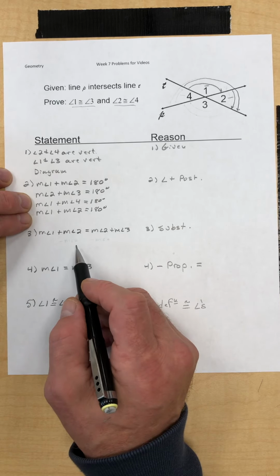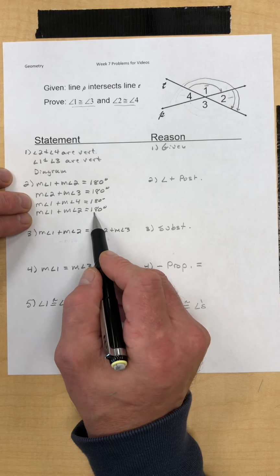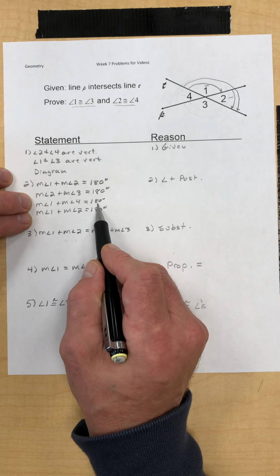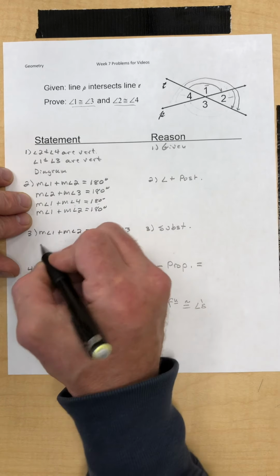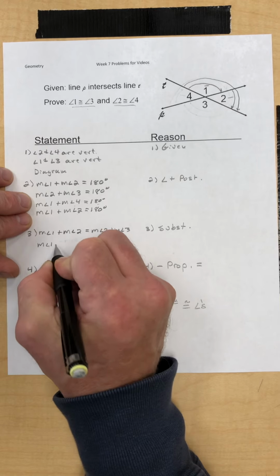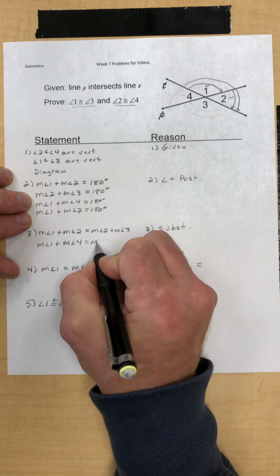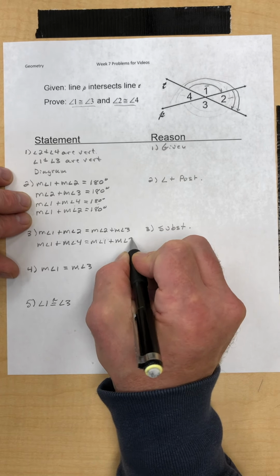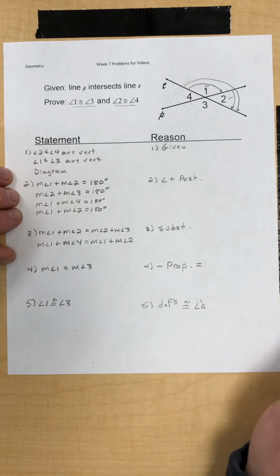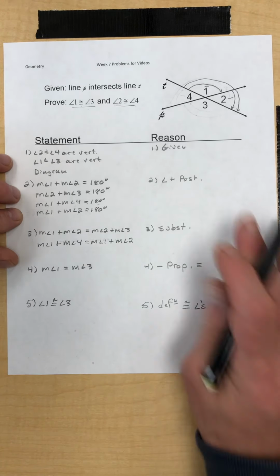Now we go down here, and we used substitution last time, so notice I can do the same thing. If 1 plus 2 is 180, can I substitute 1 plus 2 right here for that 180? So I'd get 1 plus 4 equals 1 plus 2. So we get the measure of angle 1 plus the measure of angle 4 equals the measure of angle 1 plus the measure of angle 2. That's just using substitution, and I can put it in that same step because the reason's the same.